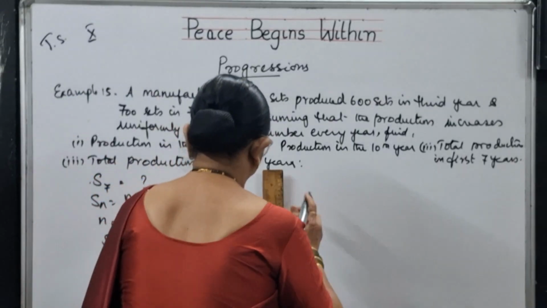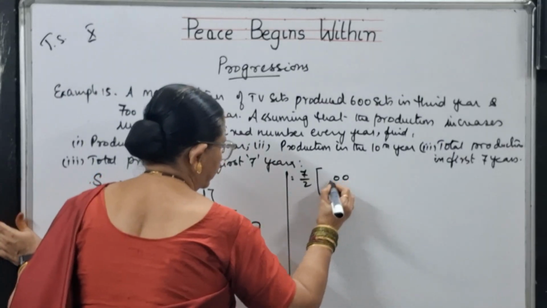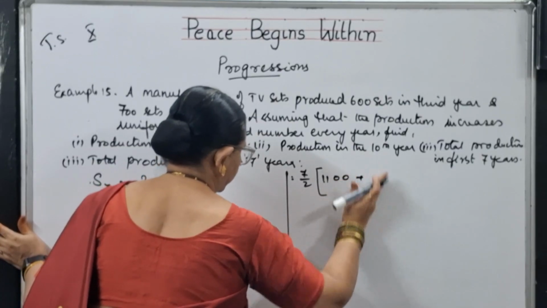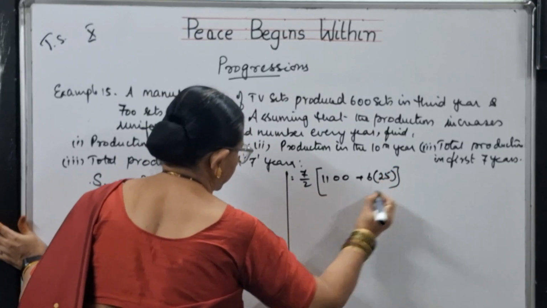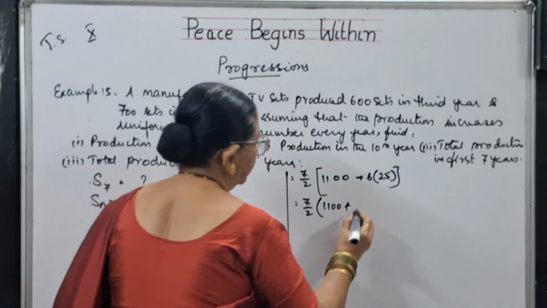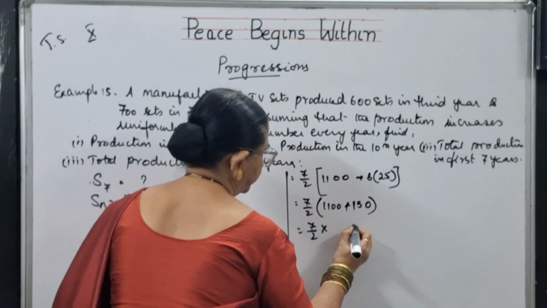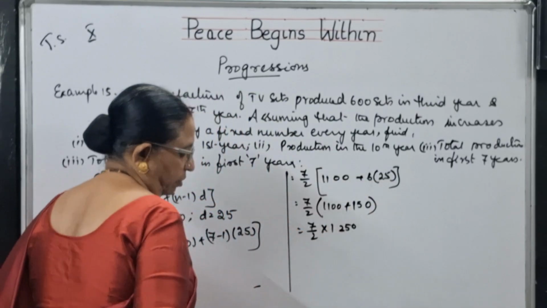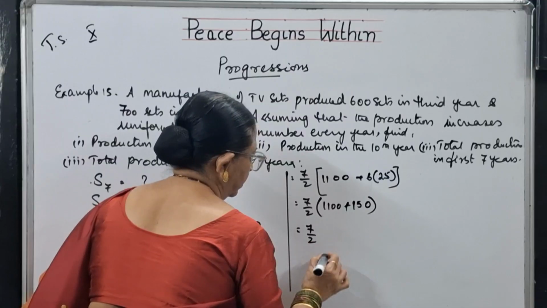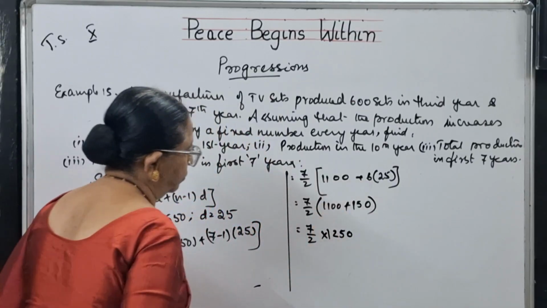Now, that is equal to 7 by 2 into 2 into 550, that is 1100, plus 7 minus 1, 6, 6 into 25, that is 7 by 2 into 1100 plus 6 5s are 30, 6 2s are 12, 3 15, 150. 7 by 2 into 1250 you are getting.